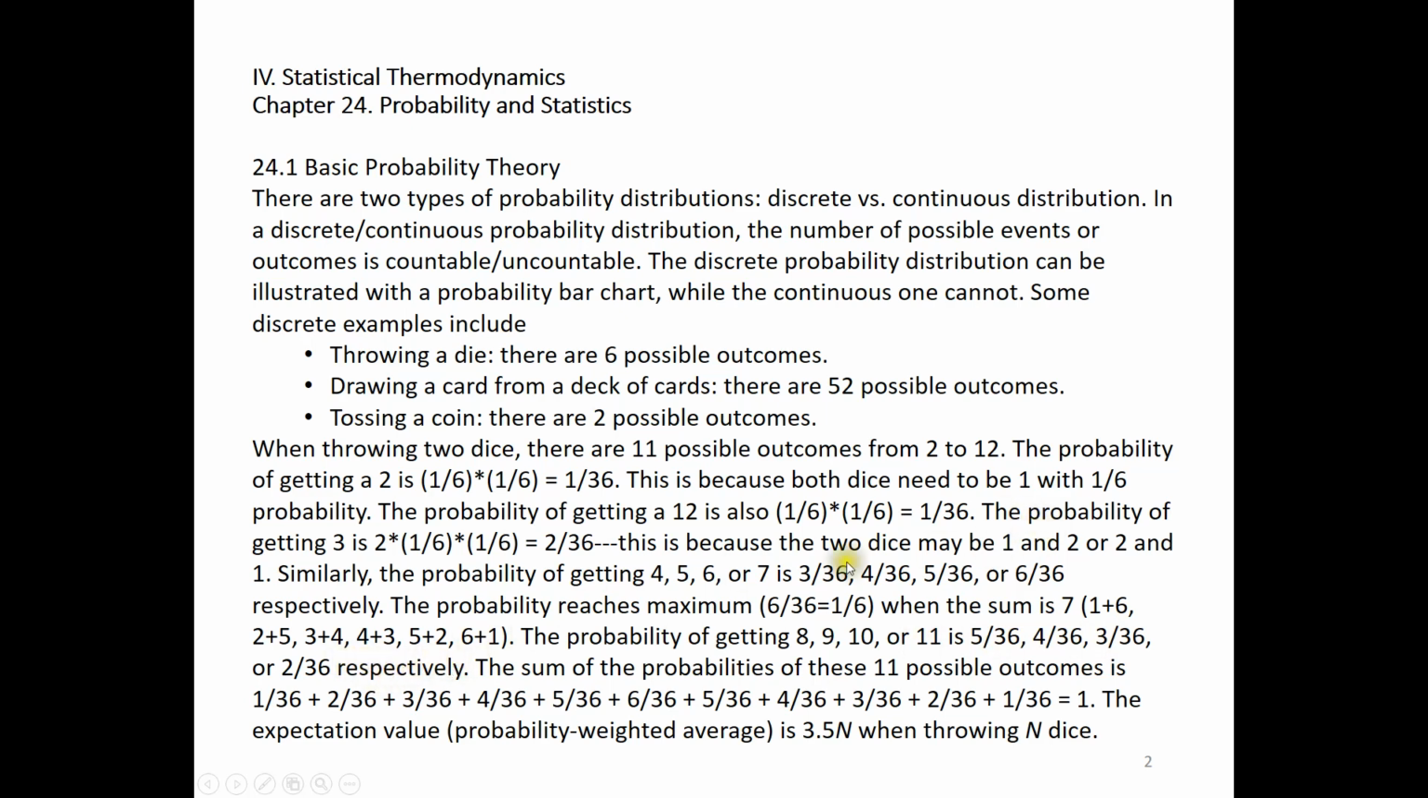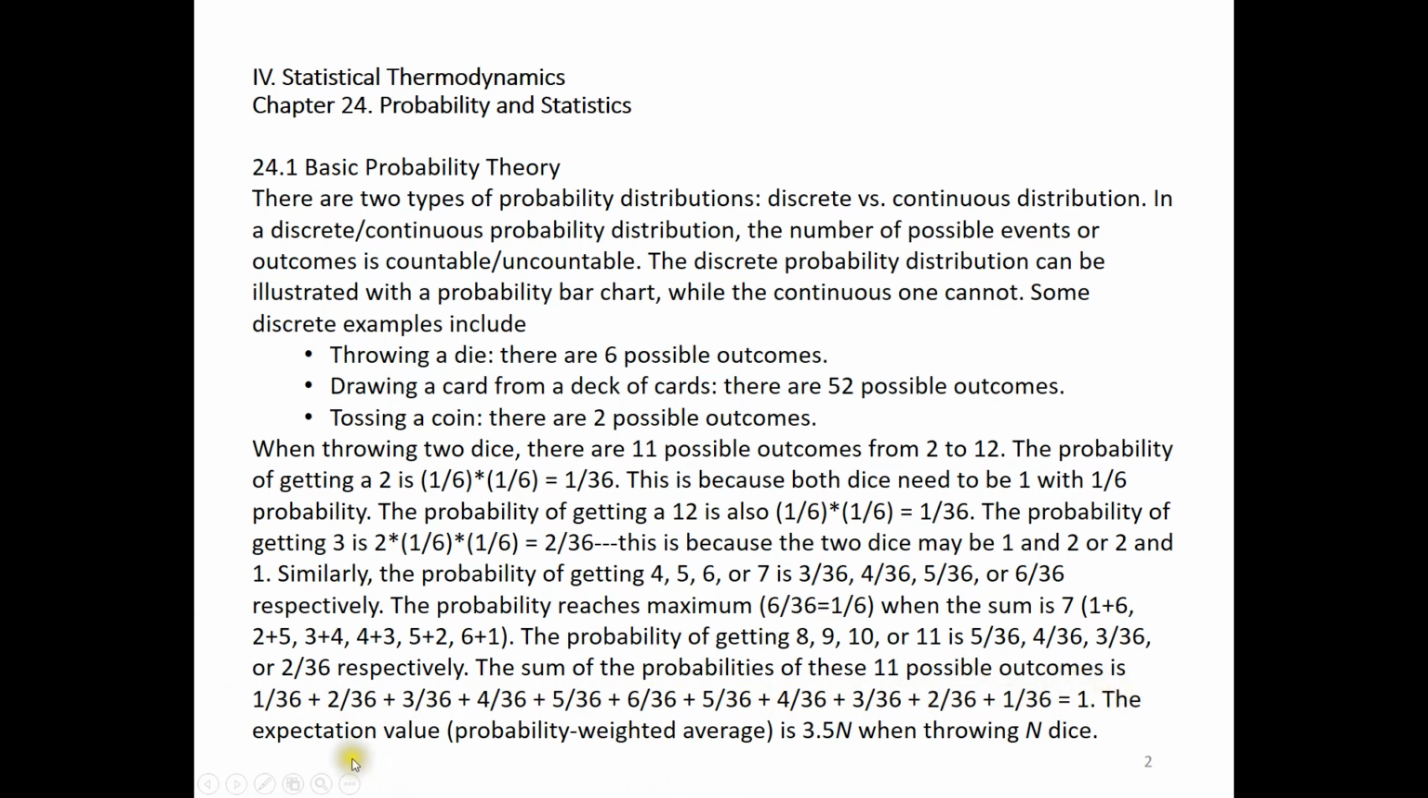And when we sum up all those probabilities of all possible outcomes, it should be 1. You can verify this. This is the probability of getting a value of 2 from 2 dice. 3, 4, 5, 6, 7 maximum. Alright, and then 8, 9, 10, 11, 12. If you sum it up, you get 1.